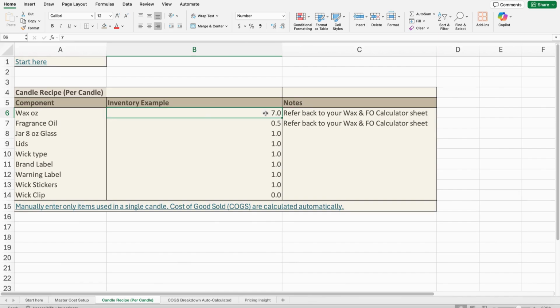If I change the wax amount here from 7 to 8, the calculator immediately knows I'm using more material per candle. That change flows into the next tab automatically. This separation is what keeps the logic clean and prevents formulas from breaking.